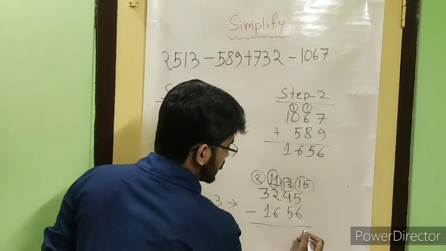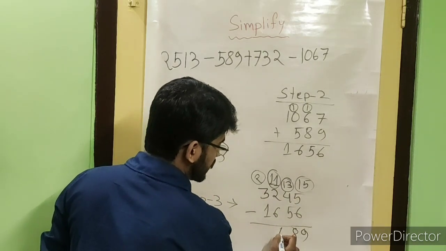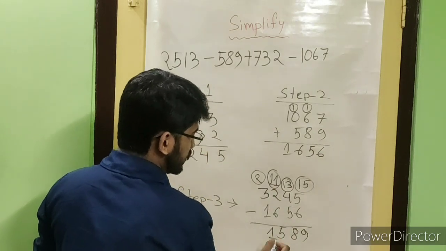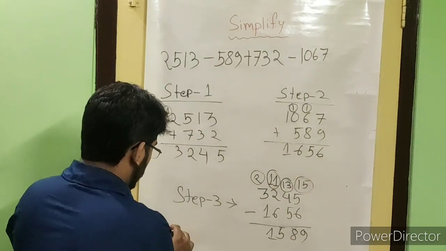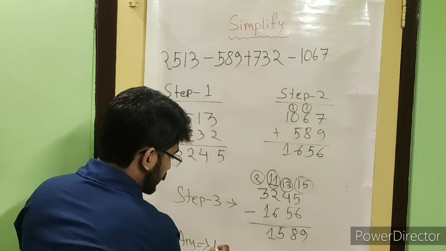So 15 minus 6 equals 9, 13 minus 5 equals 8, 11 minus 6 equals 5, and 2 minus 1 equals 1. So you need to write the answer because it carries in some number.